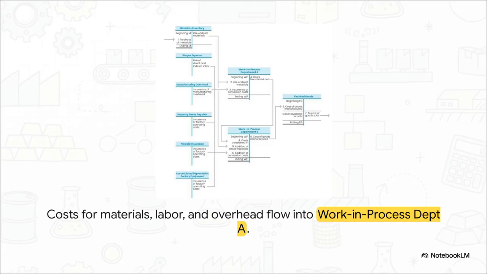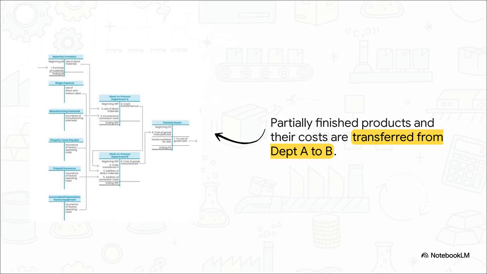All right, look at the left side of our map. The journey begins when the factory buys all its raw materials. Then you see how the costs for those materials, plus the labor to work on them, and all the factory overhead, electricity, rent, it all gets bundled together and poured into the first big bucket, the work in process for Department A.